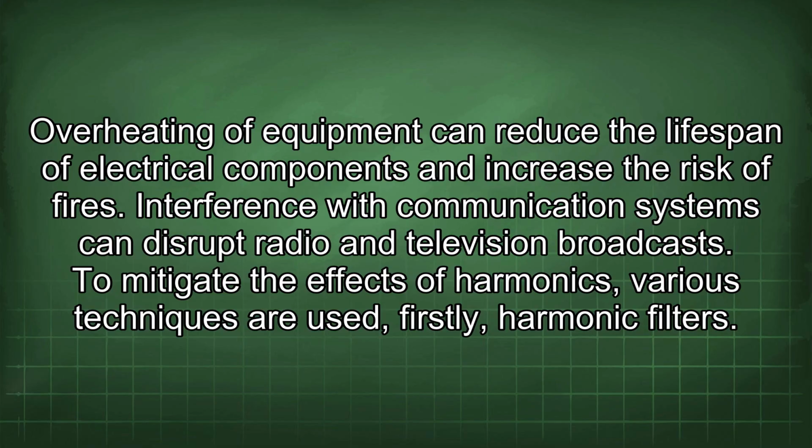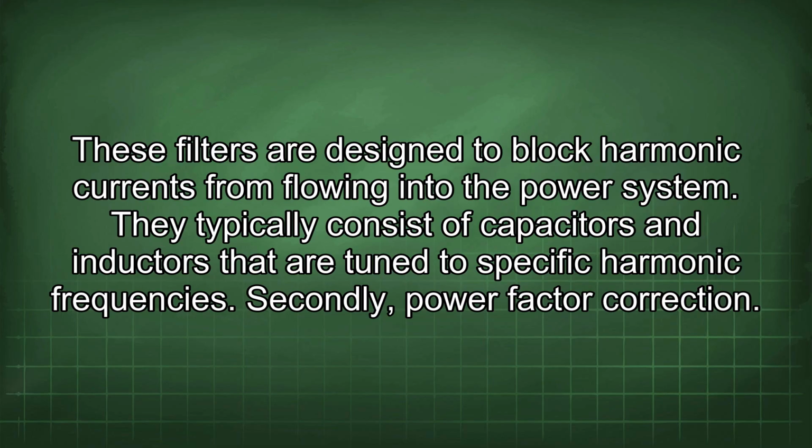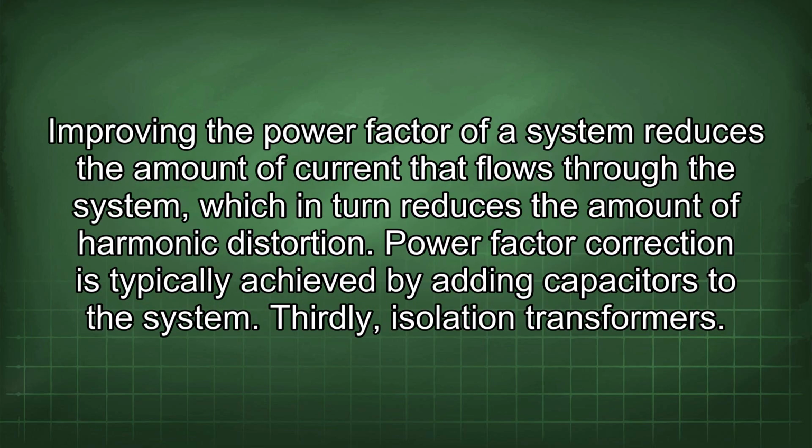To mitigate the effects of harmonics, various techniques are used. Firstly, harmonic filters. These filters are designed to block harmonic currents from flowing into the power system. They typically consist of capacitors and inductors that are tuned to specific harmonic frequencies. Secondly, power factor correction. Improving the power factor of a system reduces the amount of current that flows through the system, which in turn reduces the amount of harmonic distortion.